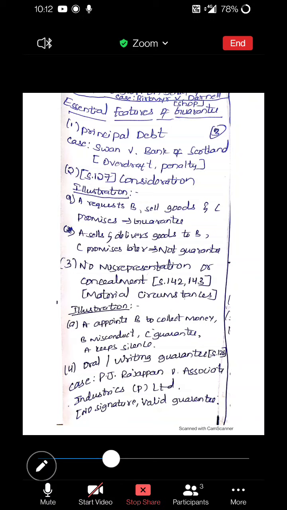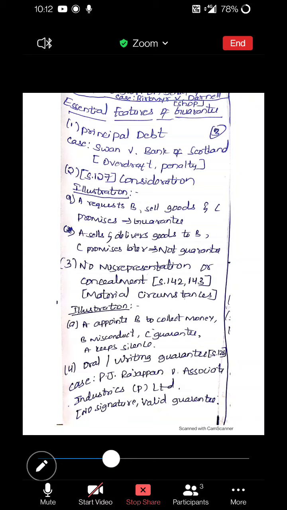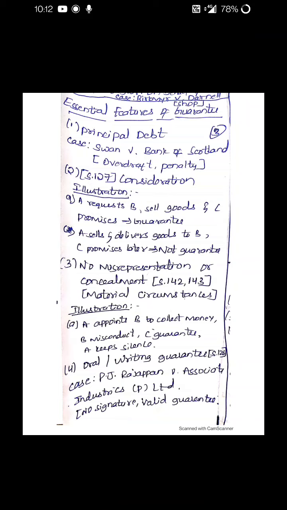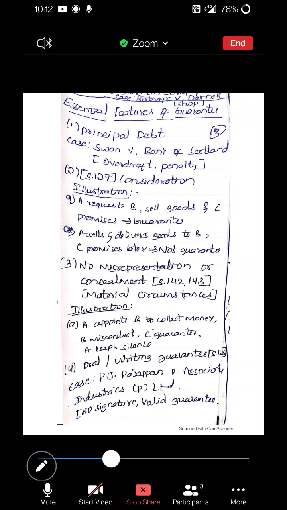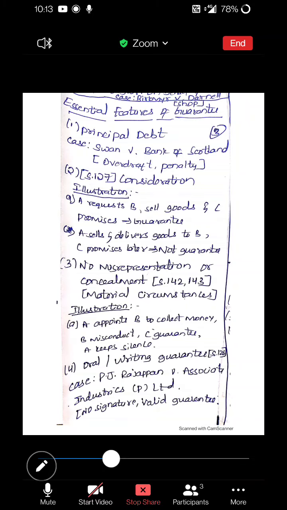The next is oral or written guarantee. It is not necessary that the guarantee should be given in writing. If the guarantee is given orally, then also it will be considered a contract of guarantee. The case is PJ Rajappan versus Associate Industries Private Limited. In this, the surety has not signed the paper. His signature was not available on the guarantee given, but yet the guarantee was considered valid because he gave an oral guarantee.